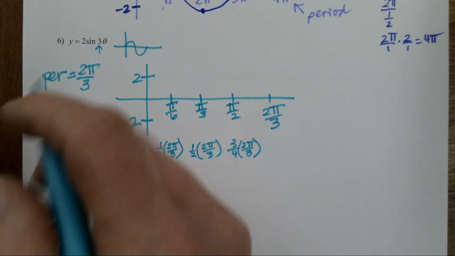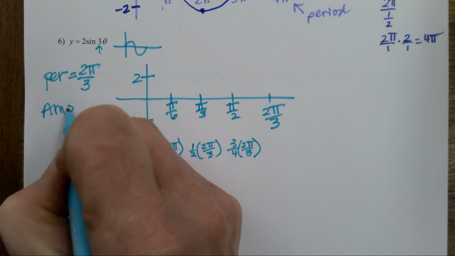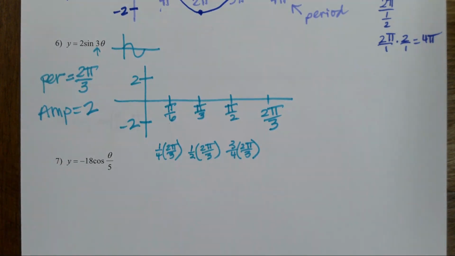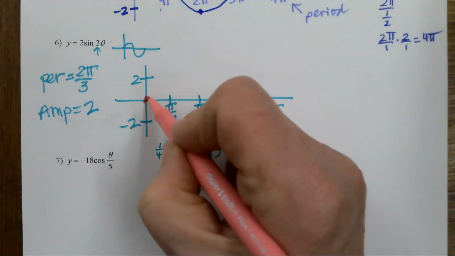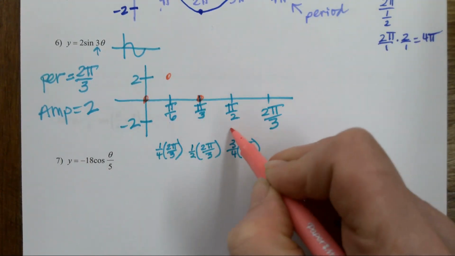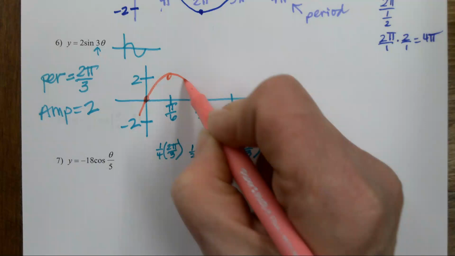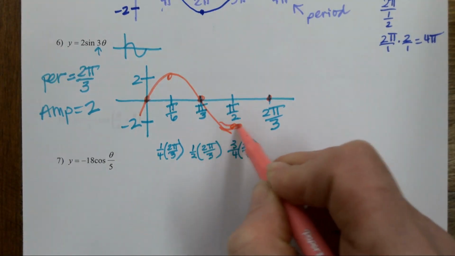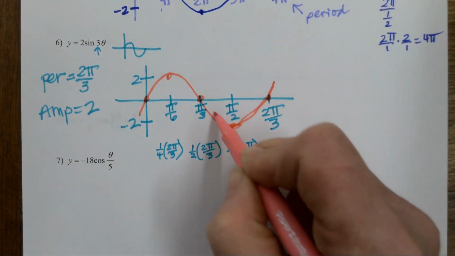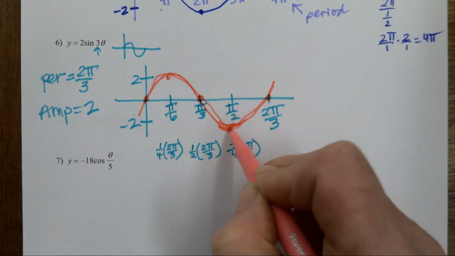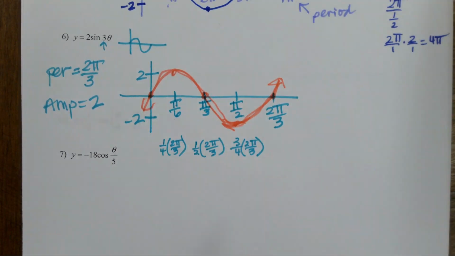I forgot to state my amplitude. Amplitude is the absolute value of the front number. That's 2. And now I'm going to go ahead and sketch my graph. Sine. So I make my 5 points. Whoops. Sometimes if I don't cross my circle, I just keep drawing over it until I do. We don't judge, right?